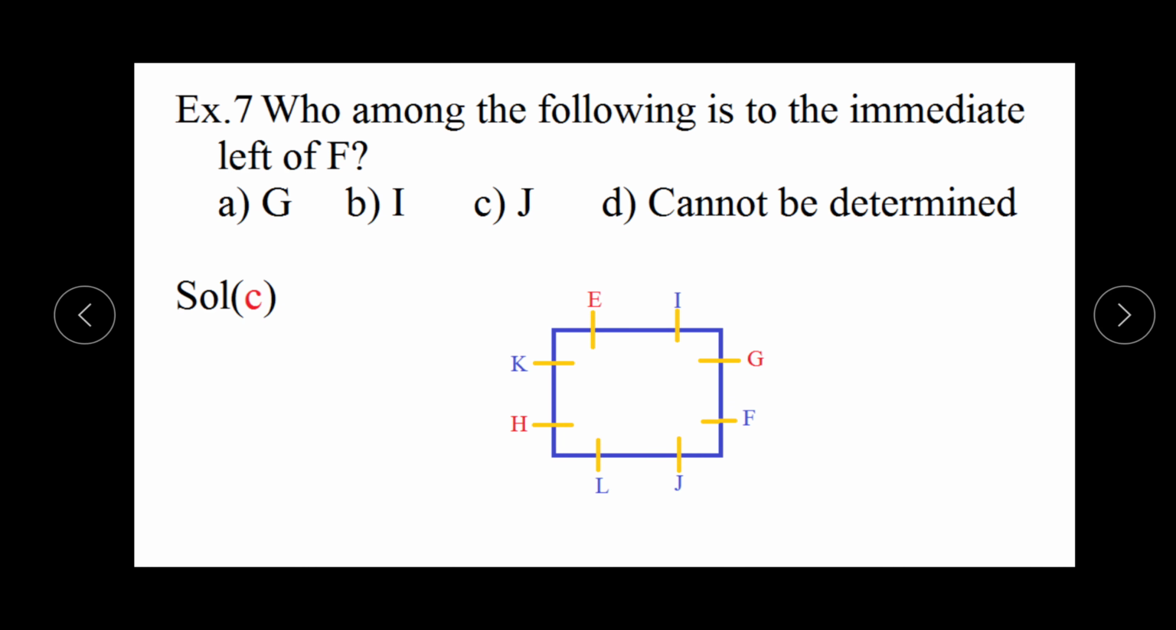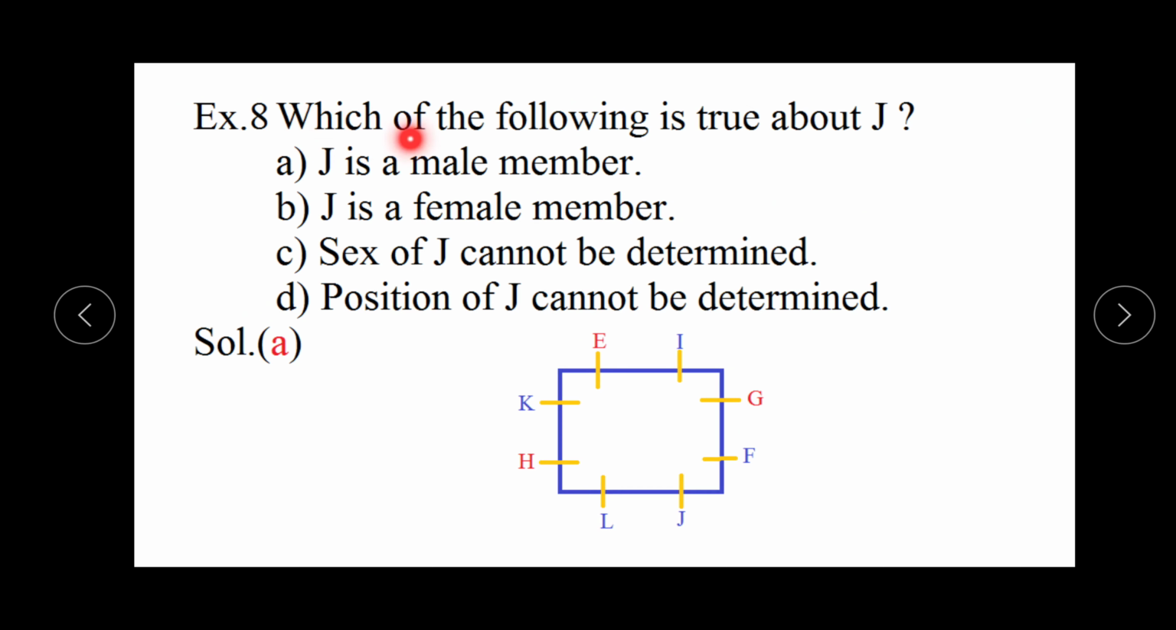The next one is, who among the following is to the immediate left of F? Here is F, and we know that this side is the left side and this side is the right side. So to the left side of F there is J, and J is mentioned in the third option. The third option is the correct option. Which of the following is true about J? J is a male member. We will check. J is in the blue color, so J is a male member. It means the first option is correct.